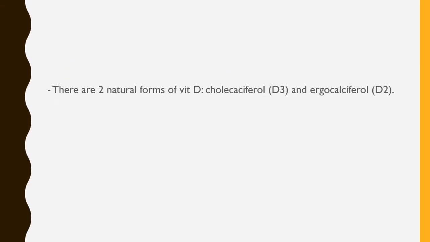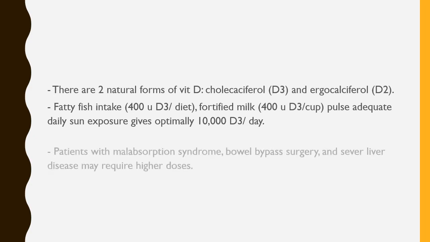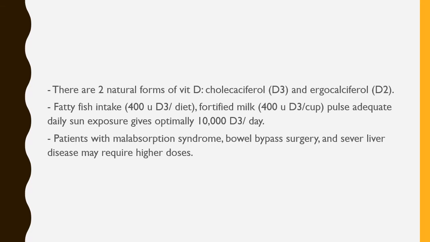There are two natural forms of vitamin D, cholecalciferol D3 and ergocalciferol D2. Fatty fish intake contains around 400 unit vitamin D3 per diet. Fortified milk has the same amount of vitamin D3 in a cup, plus adequate daily sun exposure gives optimally 10,000 vitamin D3 per day, which is more than enough in normal individuals. Patients with malabsorption syndrome, bowel bypass surgery, and severe liver disease may require higher doses.